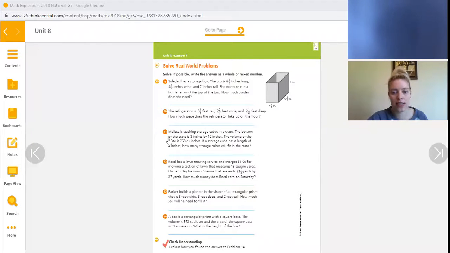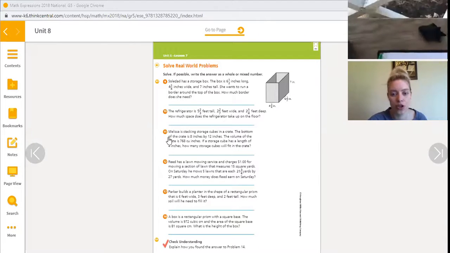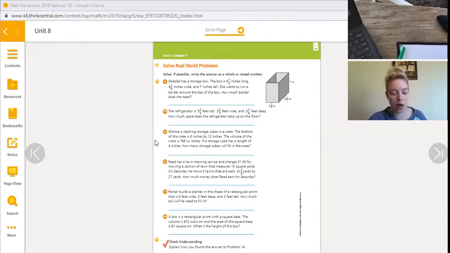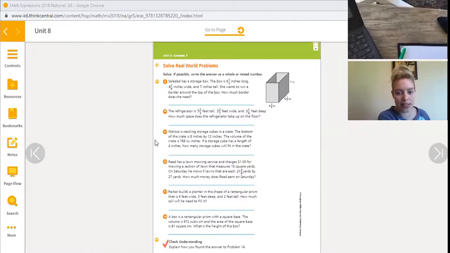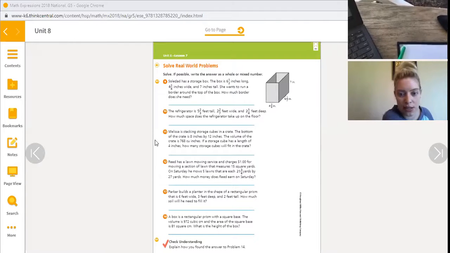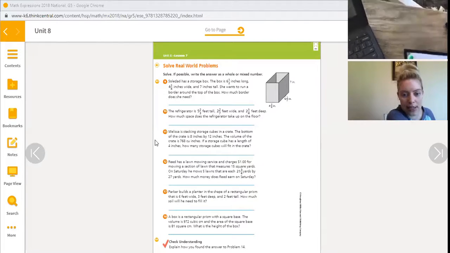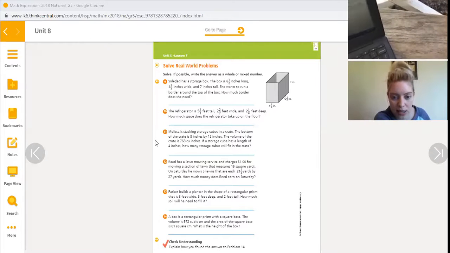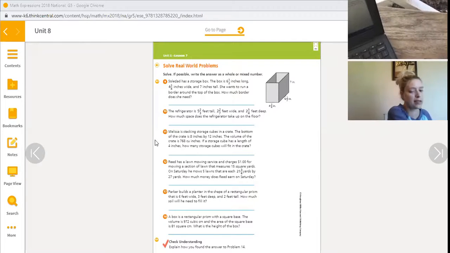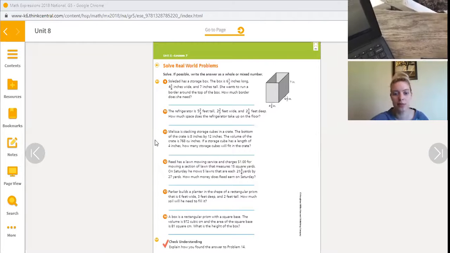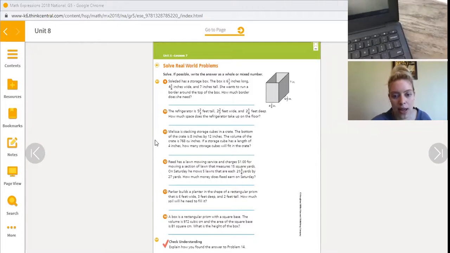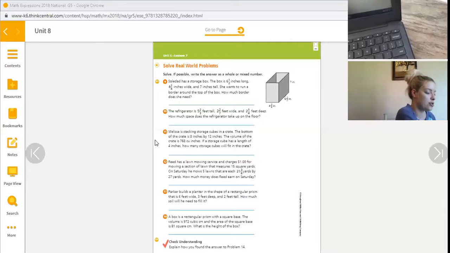All right, so number 11 says Melissa is stacking storage cubes in a crate. The bottom of the crate is 8 inches by 12 inches. The volume of the crate is 768 cubic inches. If a storage cube has a length of 4 inches, how many storage cubes will fit in the crate? Okay, so this problem has a lot going on, so we have to break it down. All right, so she's stacking storage cubes. The bottom of the crate is 8 inches by 12 inches, okay?